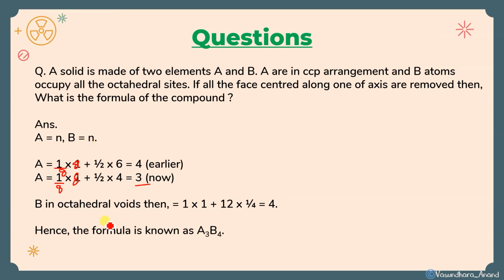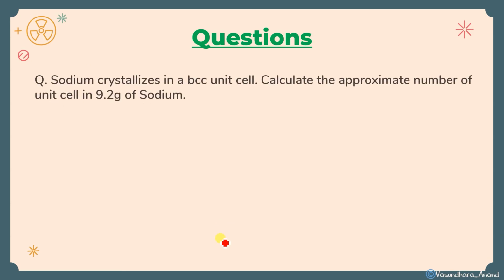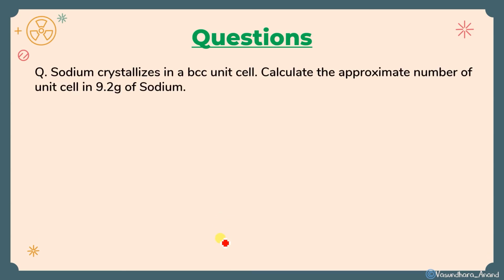And moreover, if you want to calculate, you can find the octahedral voids. They are on the edge centers. So 12 into 1 by 4 contribution, and along with 1 at the body center. So 1 into 1, that is 4. So A3B4. I hope it is clear. Yes. Another question. Sodium crystallizes in the BCC unit cell. This is of your NCERT homework.